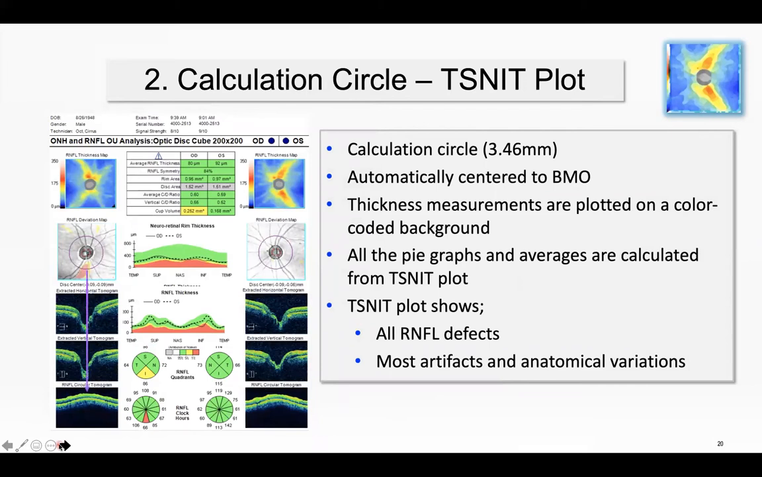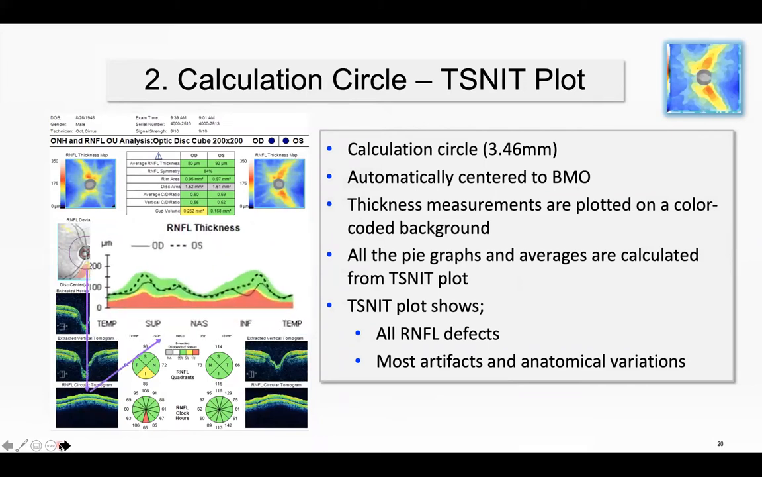The second strategy for Cirrus is to measure and evaluate RNFL thickness data from the 3.46 mm calculation circle, which is automatically centered on the BMO. Thickness measurements are plotted on a statistically color-coded background. You can see all RNFL defects and most artifacts and anatomical variations from this T-SNIT plot.